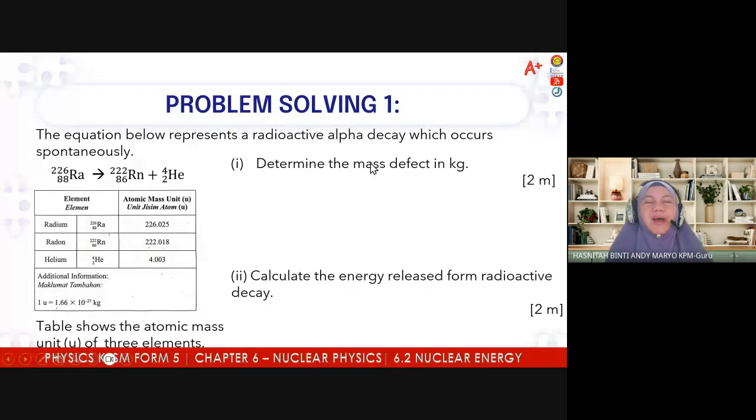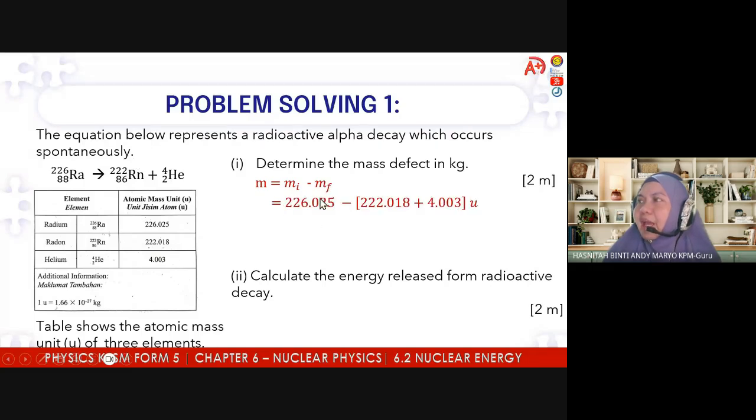So how do we find the mass defect in kilogram? Remember the formula for mass defect: the total mass before reaction minus the total mass after reaction. So you will find the mass defect. For example, this is the equation: mass defect equals initial mass before reaction minus total mass after reaction. First, this one in AMU.